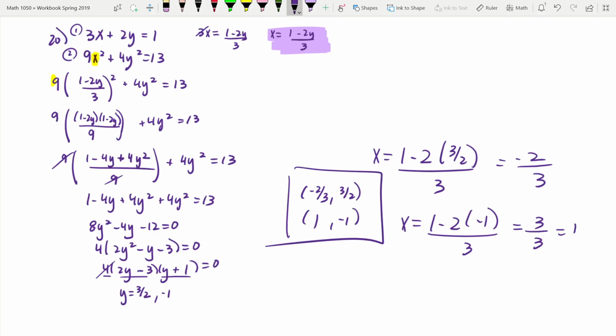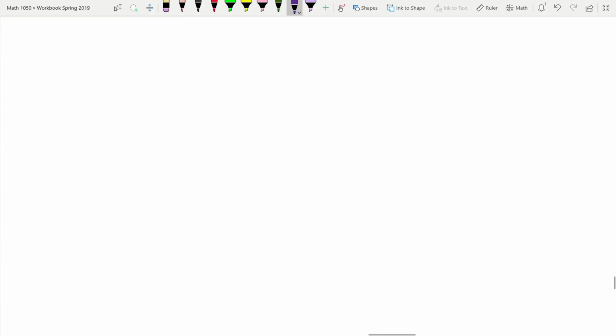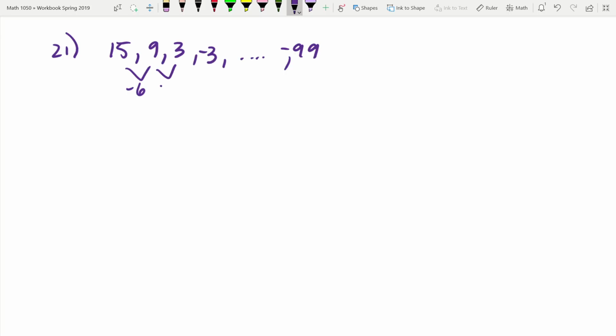Okay? Number 21. Find the sum. Okay, so you have 15, 9, 3, negative 3, and then you have negative 99 clear down here. Okay? So the only sequence you've learned so far is arithmetic. 15 subtract 6 is 9. 9 subtract 6 is 3. 3 subtract 6 is a negative 3. So I know that this is arithmetic, and I know my difference is negative 6.